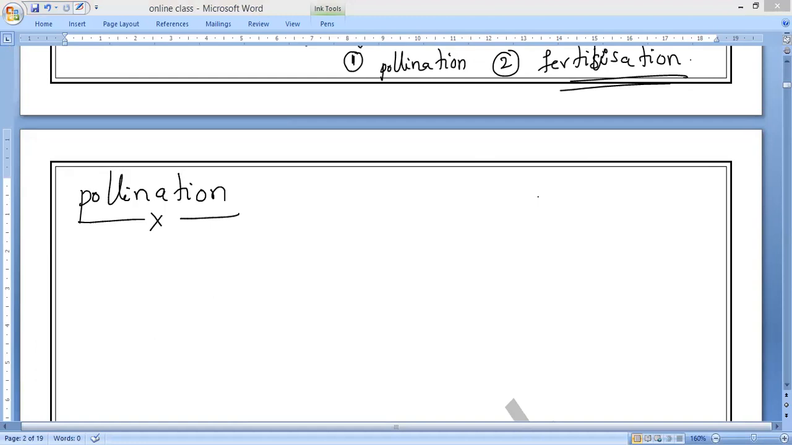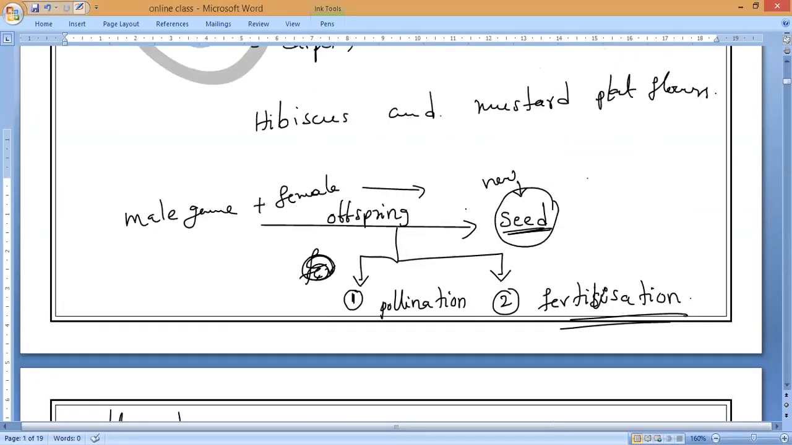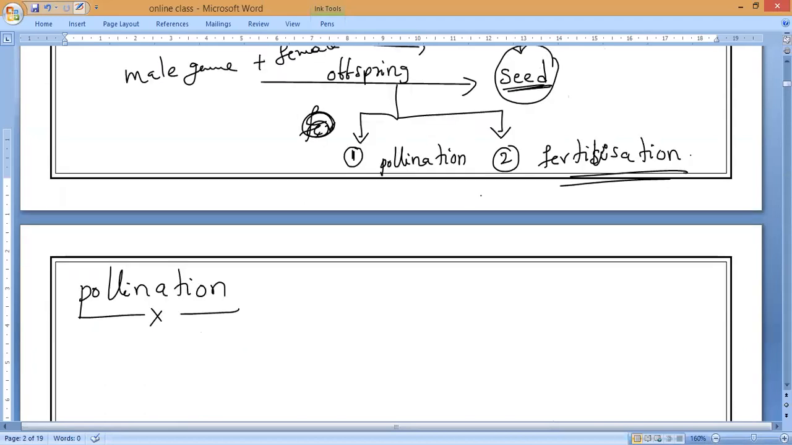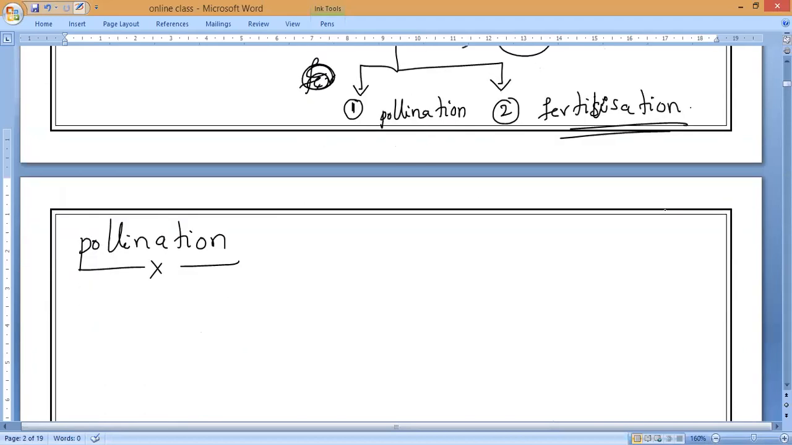So if you need to produce the seeds, then what is the necessary step? The male sex gametes, which are present in the pollen grains in the anther, must be carried to the stigma of a carpel. This process of transferring pollen grains to the stigma of a carpel is called pollination. A male gamete must combine with the female gamete, so first of all the pollen grains must be carried to the first part of the female reproductive system, that is the stigma. Then only the reproduction process will be carried out.